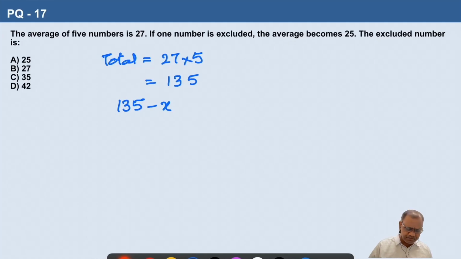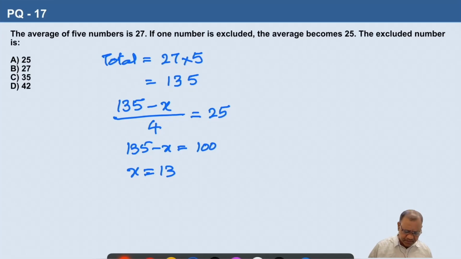So, now from 5 numbers, one number is excluded. So, only 4 are there. So, the average now becomes 25. So, that is 135 minus x is equals to 4 into 25, 100. So, x is equals to 135 minus 100, which is equals to 35. The excluded number is 35. The correct answer is option C. The excluded number is 35.